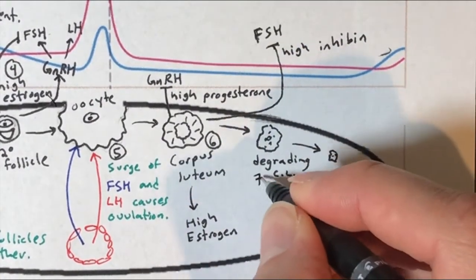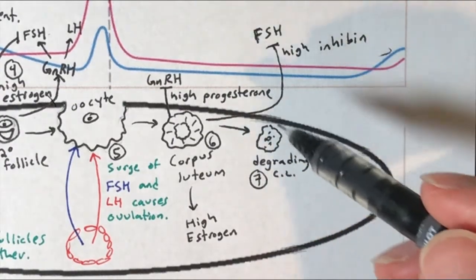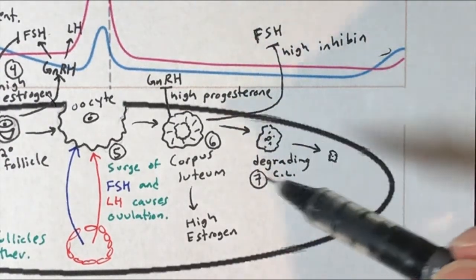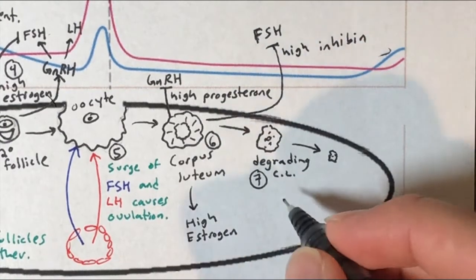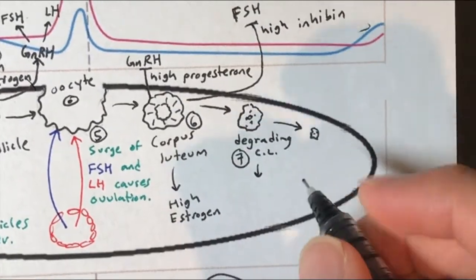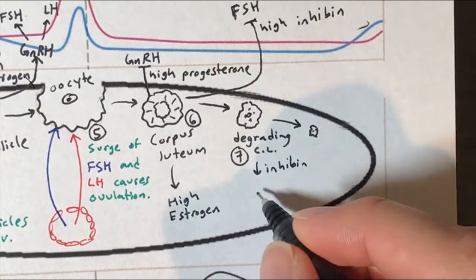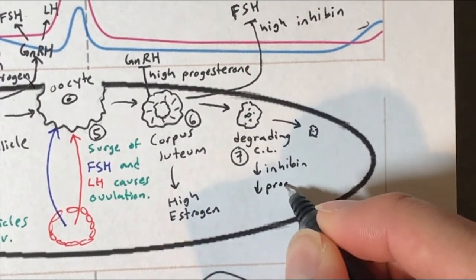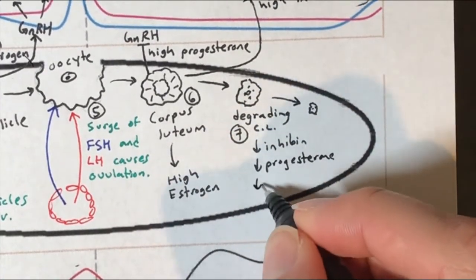In step 7 here, the corpus luteum is degrading now. It's going to slowly release less of all of these things. So you're going to get less inhibin being released as it degrades. There's going to be less progesterone. And there's going to be less estrogen.